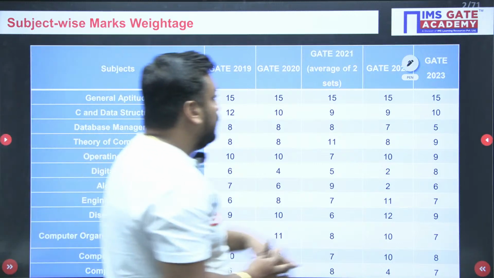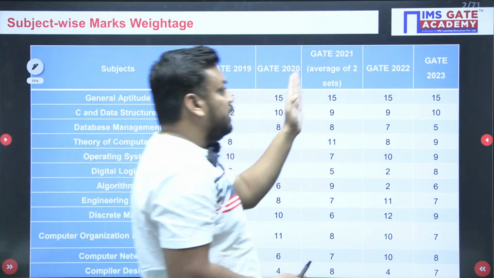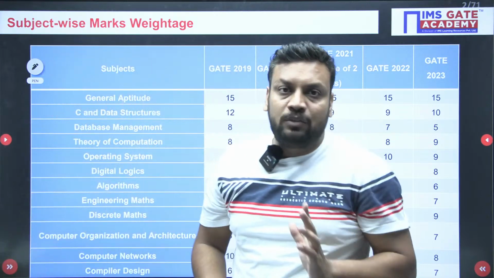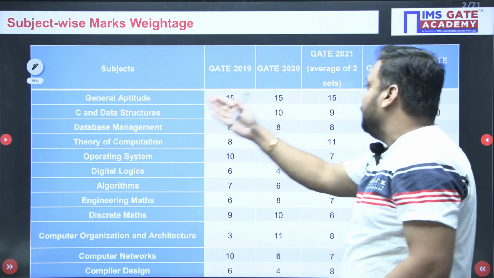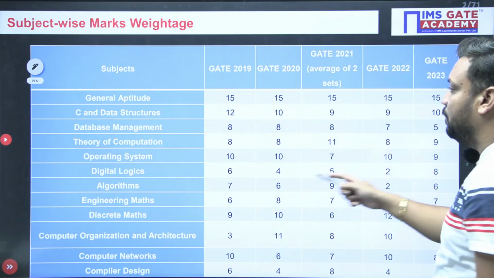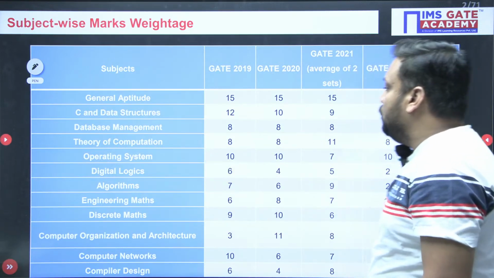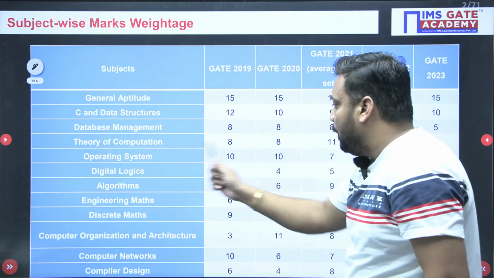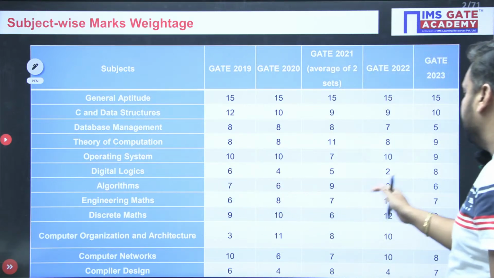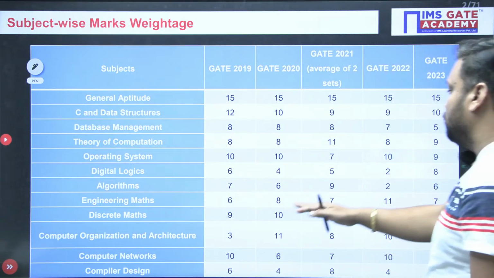If I talk about the subject-wise weightage from the last 5 years, 2019, 20, 21, 22, 23, here you can see the weightage of each subject. General aptitude is generally fixed at 15 marks. C and data structures generally vary from 10 to 12 marks. DBMS varies between 5 to 8 marks. TOC varies between 8 to 11. Operating system varies between 7 to 10 marks. Digital logic varies from 2 to 6 marks. Algorithm varies between 2 to 9 marks.